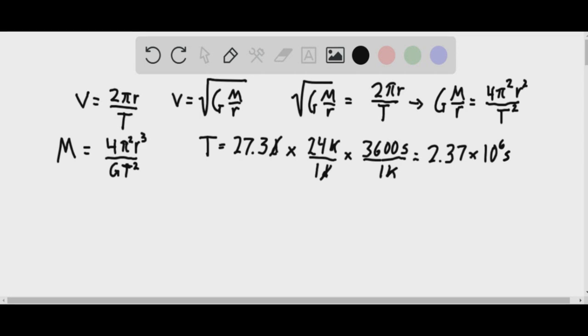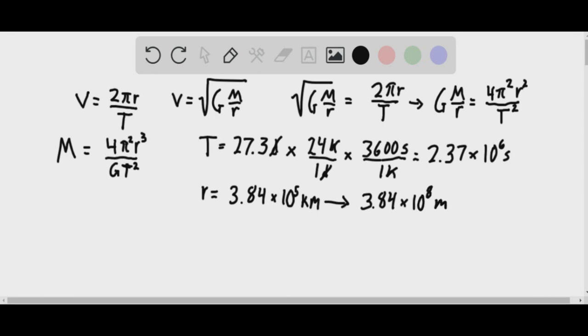Next, there's the Moon's orbital distance from Earth, the value for r. The Moon is about 384,000 kilometers from Earth on average. That's 3.84 times 10 to the 5th kilometers. We want that value in meters, so we just multiply by 1,000 to get 3.84 times 10 to the 8 meters.